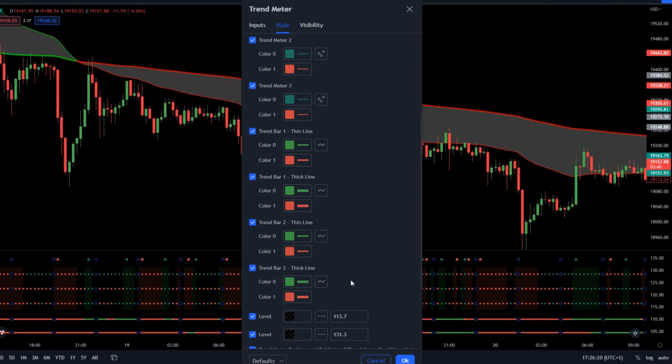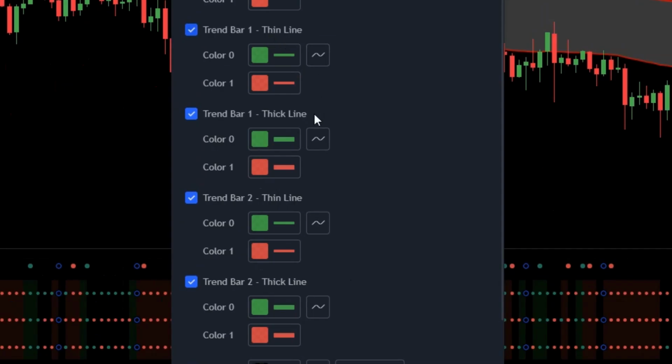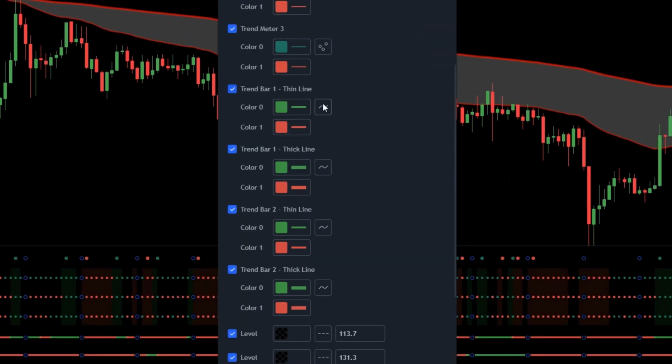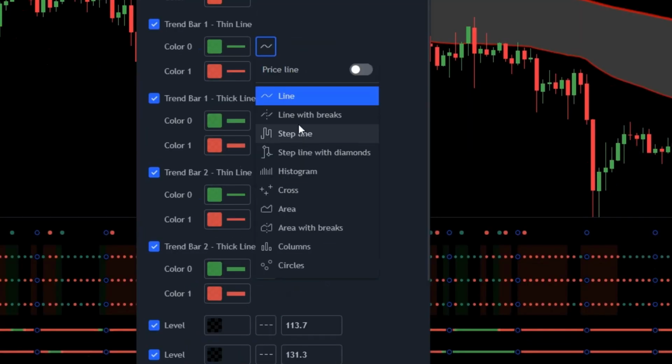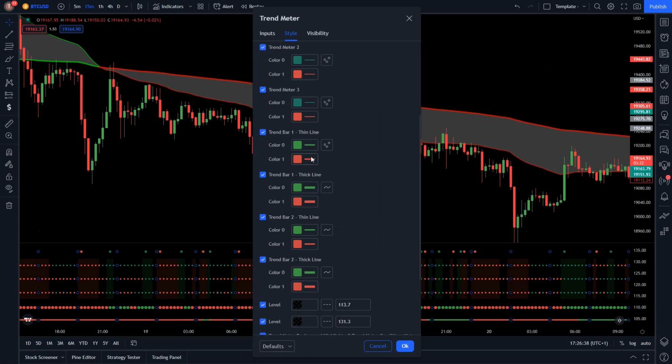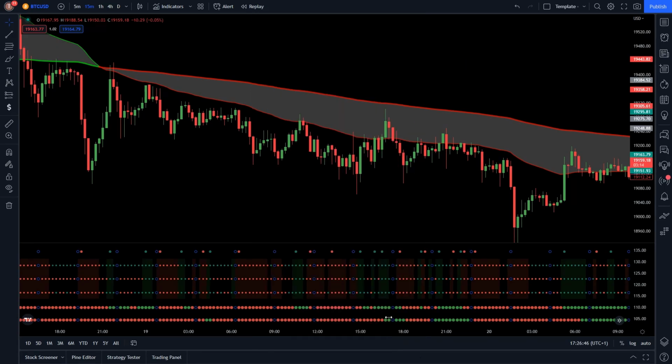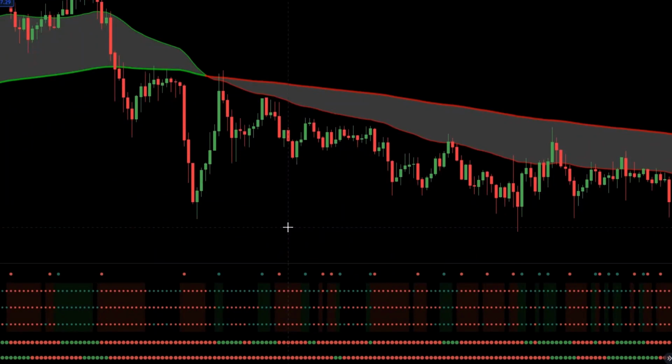These bottom 4 sections here, you can see we have thin line, thick line, thin line, thick line. We're going to leave the thick lines as they are, but for the thin lines, we're going to change them from lines to circles. So you click in this box here, and we're going to go down to circle. Do that again for the other thin line here, and click OK. This is a very simple strategy to use, and I'm now going to show you exactly how to take entries.